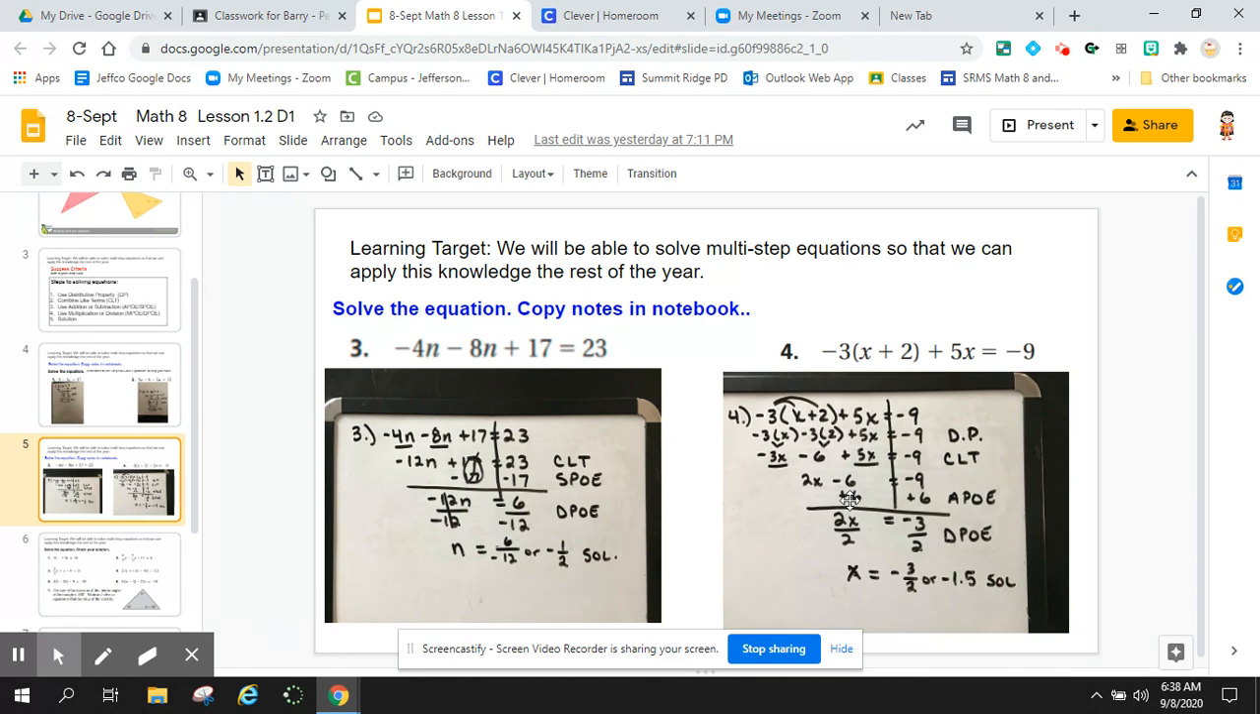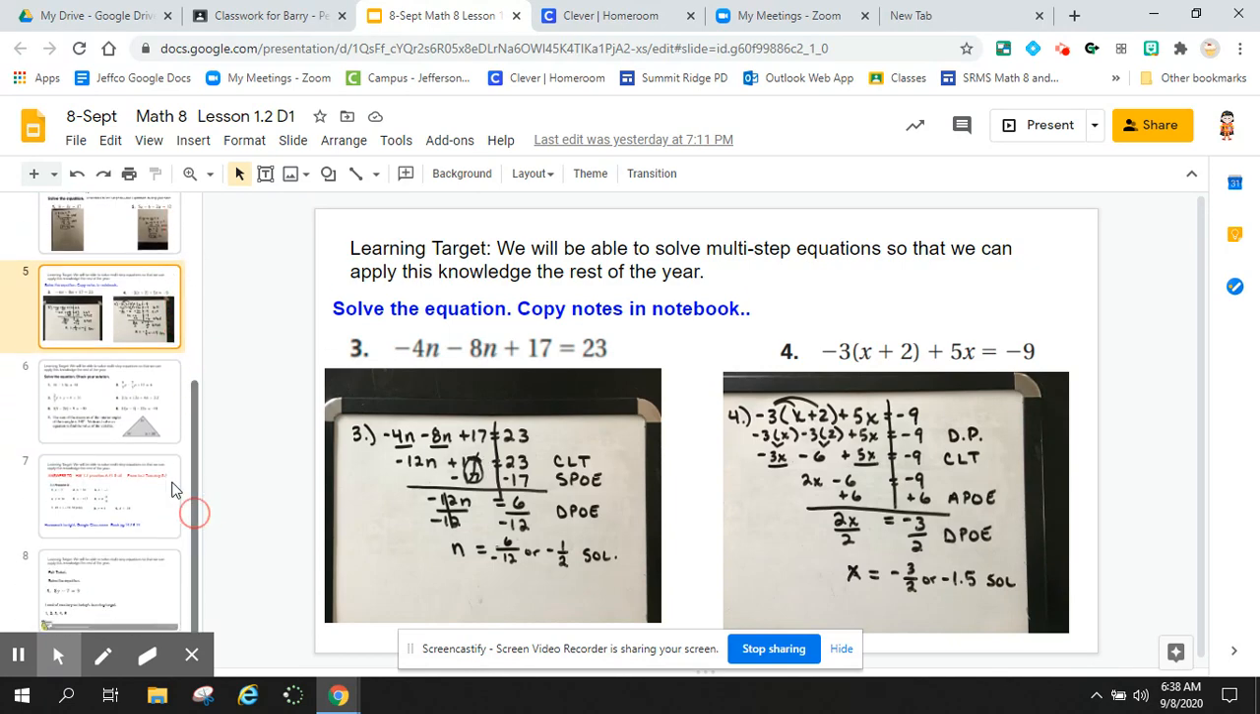So negative 6 and a positive 6 zero out, but what you do to one side, you do to the other. So you're left with 2x equals, do the math, negative 9 plus 6 is negative 3. Last step is 2 times x, so use division property, divide by 2. x equals negative 3 over 2, or you could simplify it to negative 1.5. It's up to you.